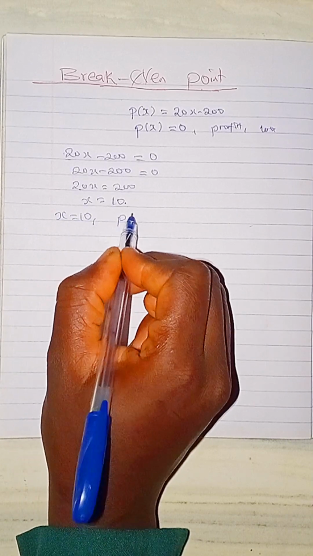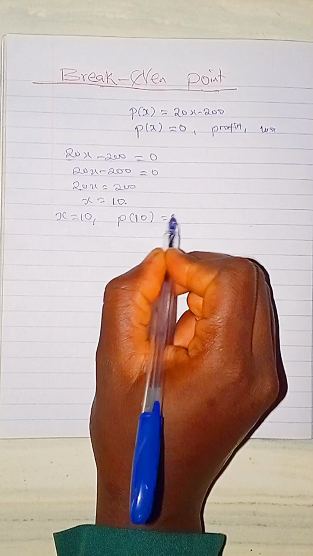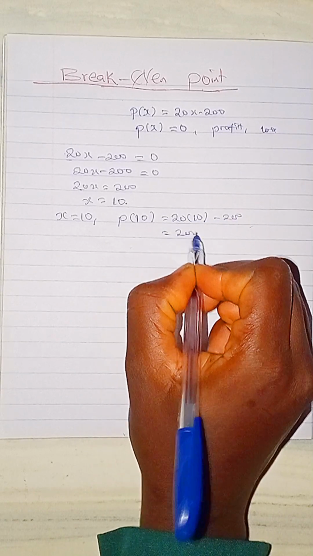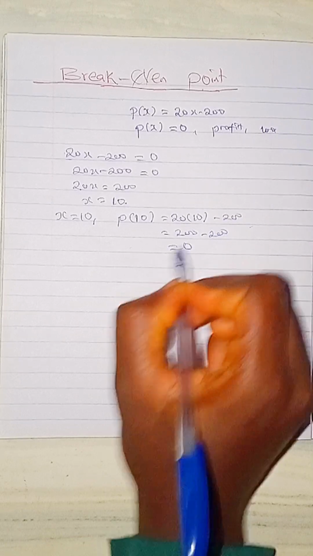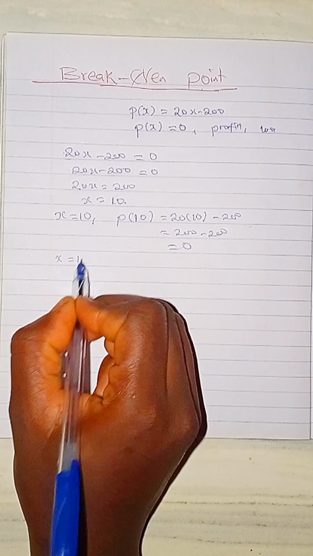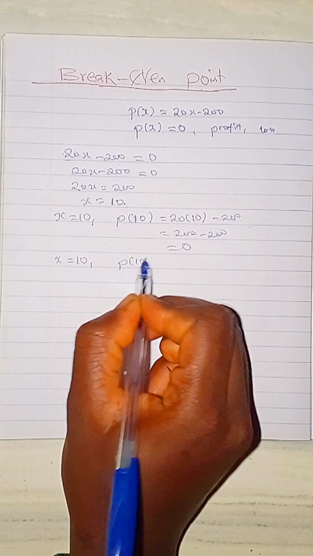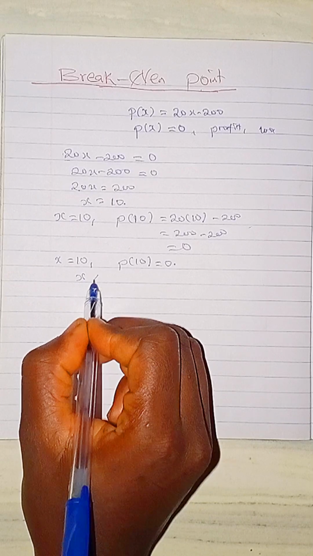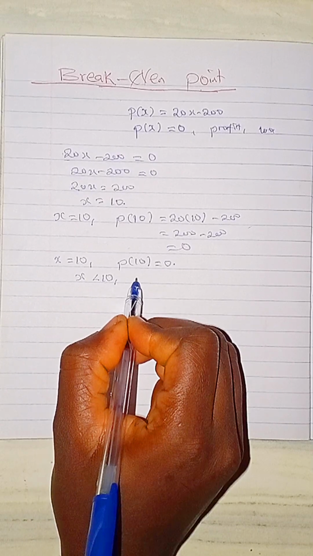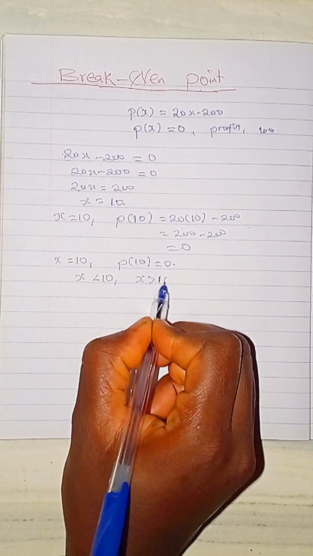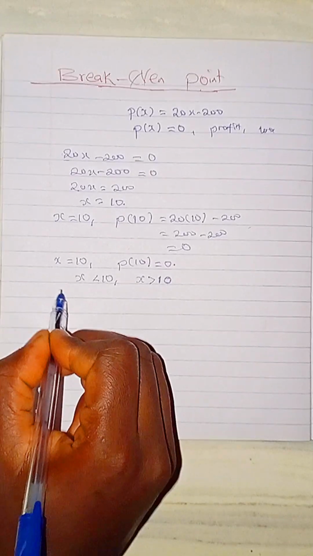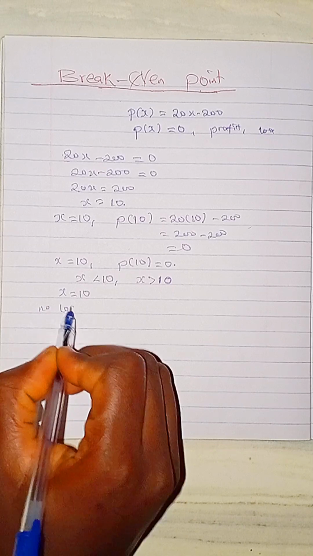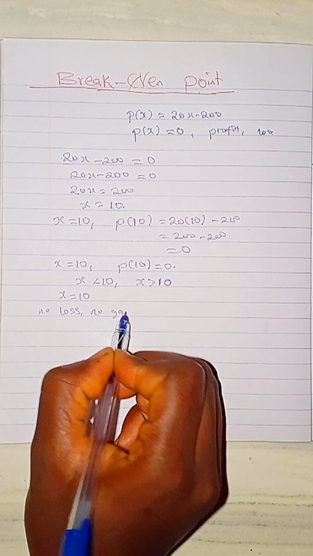then at this point, P of 10 will be 20 times 10 minus 200. This is 200 minus 200, which is 0. When the man sells 10 pieces of onions, he will not make any profit. What happens if the man sells less than 10? What happens if the man sells more than 10 pieces of onions? So when the man sells 10 pieces of onions, no loss, no gain.